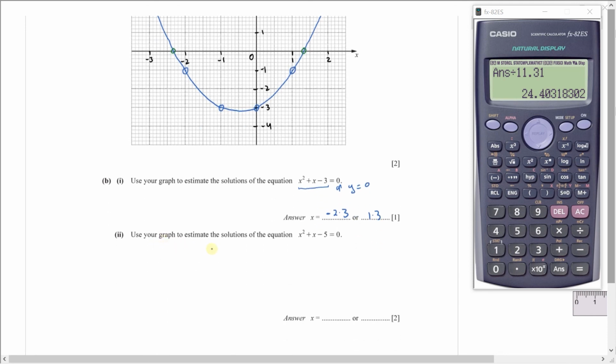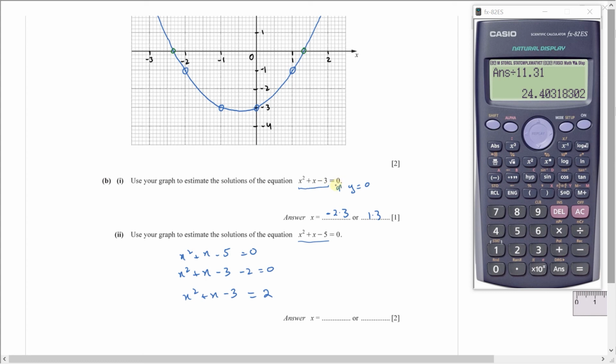The next part is use your graph to estimate the solution for the equation x squared plus x minus 5 equals 0. If you compare this with the previous one, the only difference is here it's minus 5, here it's minus 3. So I can rewrite this as x squared plus x minus 3, the same as this one, and then another minus 2 equals 0. If I take this 2 to the other side, it becomes positive 2. So now you have this same equation.